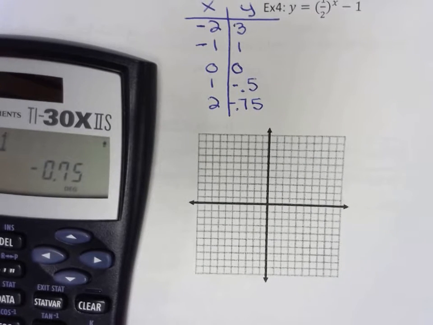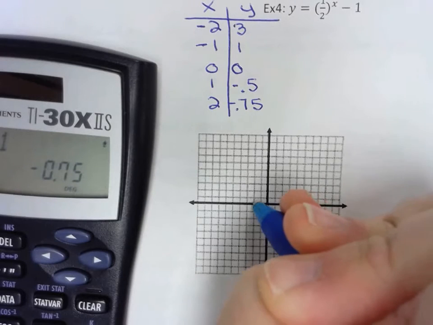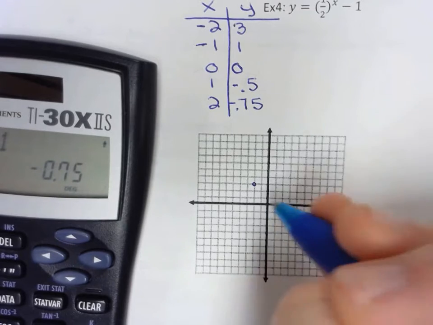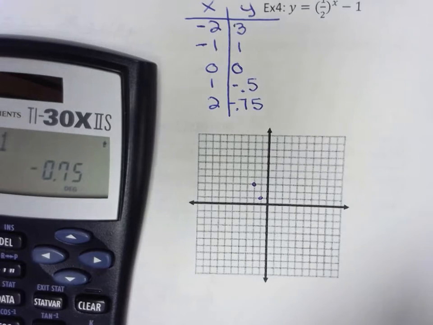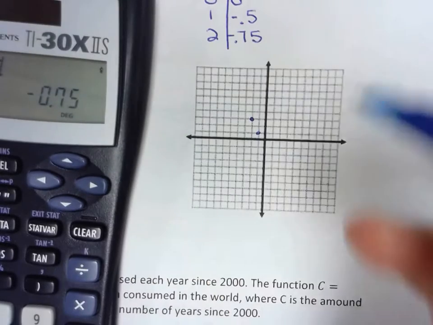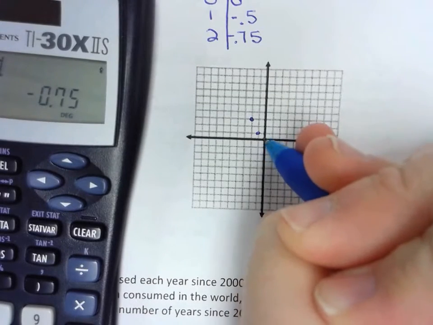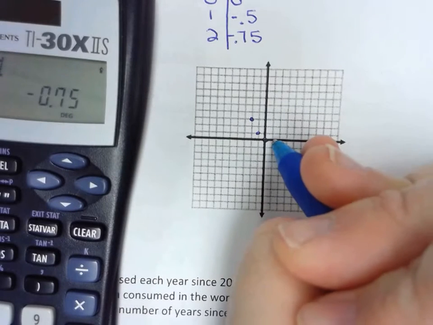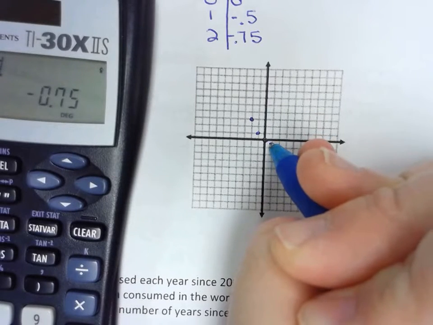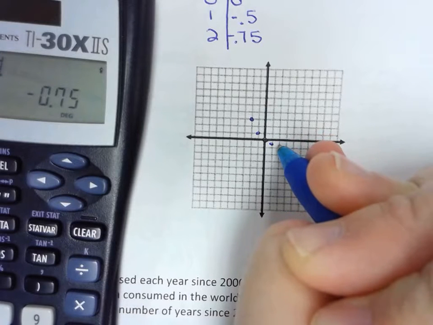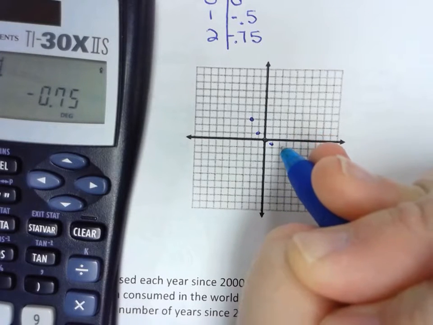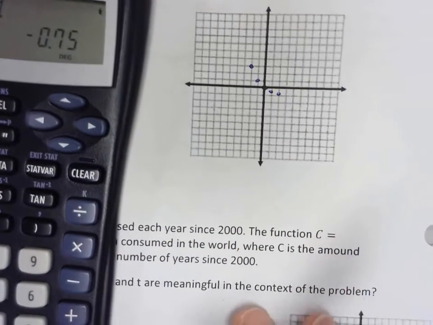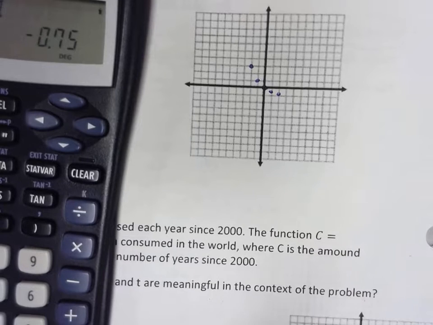So if I graph this real quick, let's do -2, 3. So -2, 1, 2, 3, right there. -1, 1, right there. 0, 0, right there. 1, -0.5, right there. And 2, -0.75, it will be a little bit below it. So there's my graph.